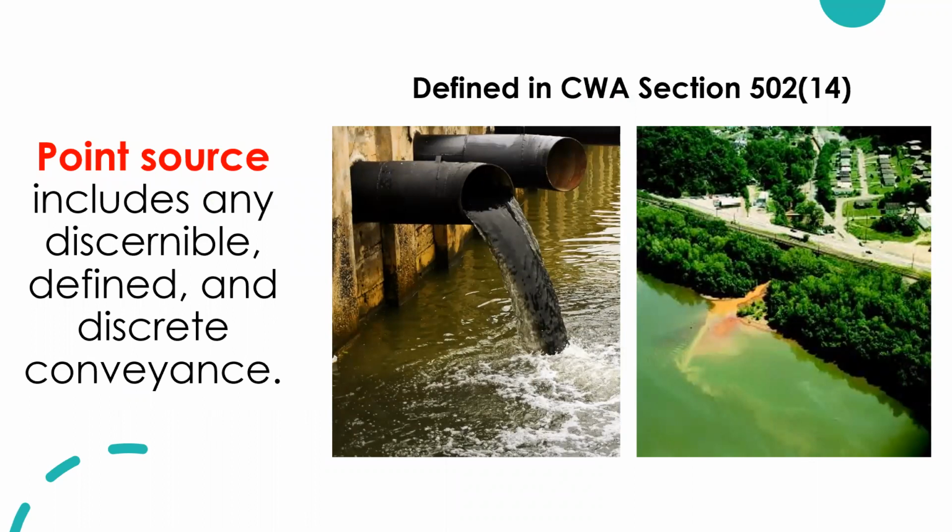And if this is going through a point source, that's when it's defined in the Clean Water Act as needing a permit. So a point source is any discernible, defined, and discrete conveyance. So here we're seeing pipes with a clear or a dark pollutant coming out of an individual pipe. So that can be traced back to a facility. Or here on the right, we've got some sediment that's entering a water body, and it's possibly some rusty material as well. So that can tell you just from checking that conveyance what facility discharged.